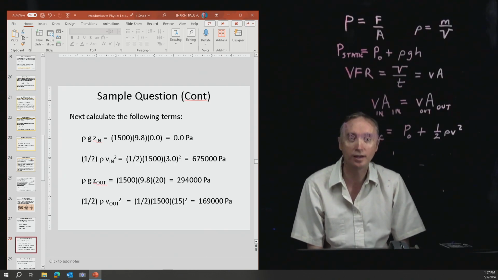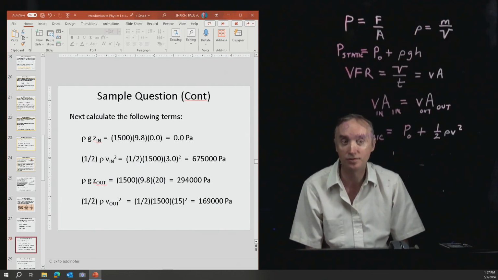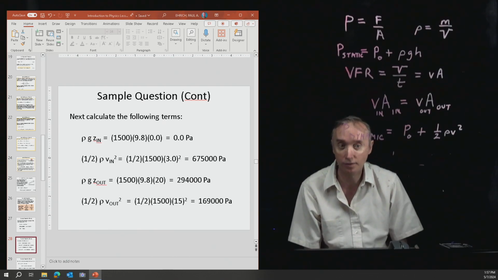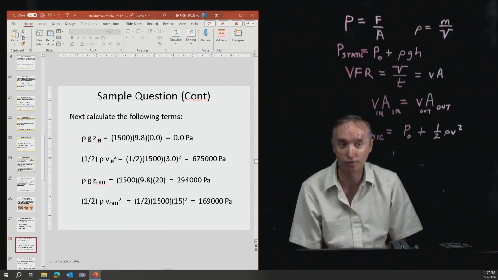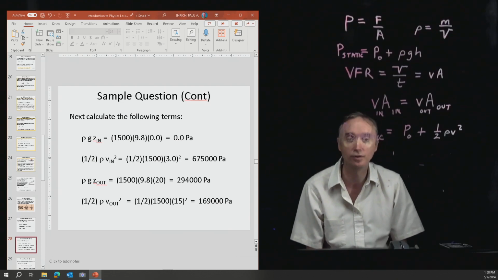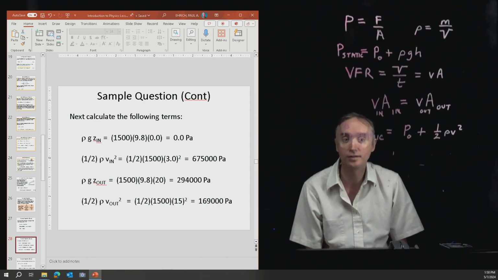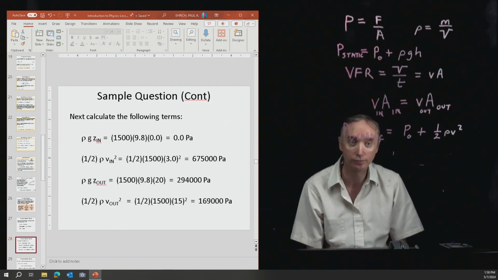Okay, next we're going to calculate the following terms. The first one is the static pressure going into the pipe. But notice that the height is 0, so 0 times anything is going to be 0. Then we calculate the dynamic pressure going into the pipe by knowing the density of the fluid and the velocity going into the pipe. And then we calculate the static pressure coming out of the pipe, and we also calculate the dynamic pressure coming out of the pipe.